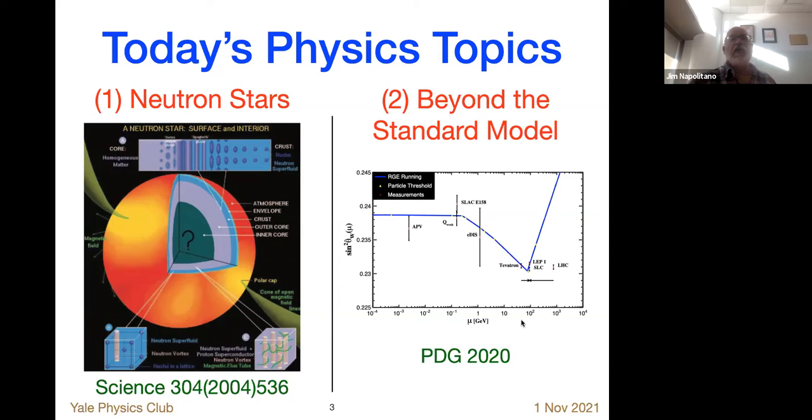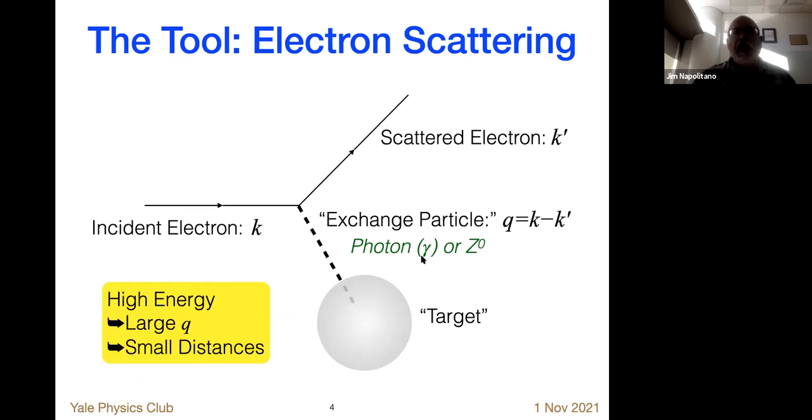So for those of you out there, especially students who get a little bored and confused with one topic, hang on, because very soon we'll switch to a different physics topic in a different experiment. But the first thing I want to do before we talk about either of them is talk about this tool that we're making use of, namely electron scattering.